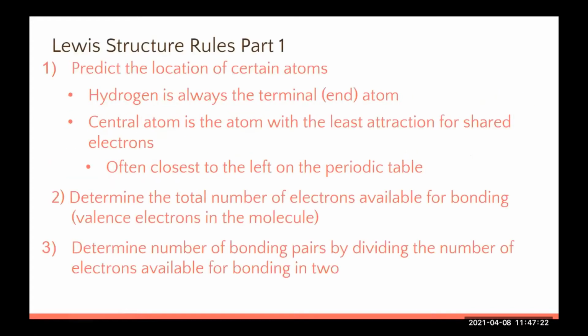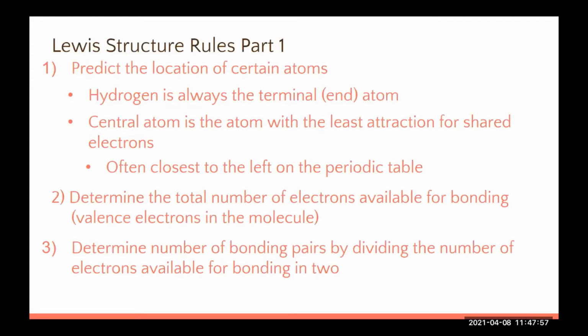Okay, so let's talk about how you make a Lewis structure. We're going to talk through all the rules, but then I'm going to draw them so that you can see how they all work together, because sometimes a list of rules without a visual is just a list of rules. So your first step is going to be to predict the location of certain atoms. Hydrogen is always going to be a terminal atom, meaning on the end, and the central atom is the atom that, as it says here, has the least attraction for shared electrons. Basically, it has the greatest bonding potential.